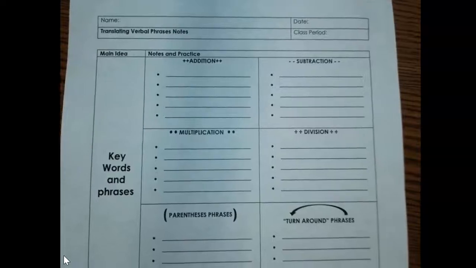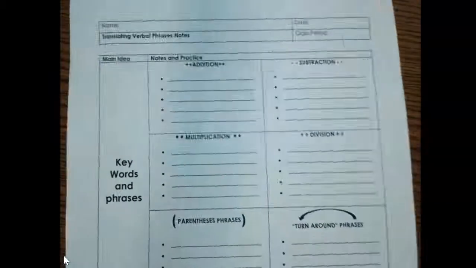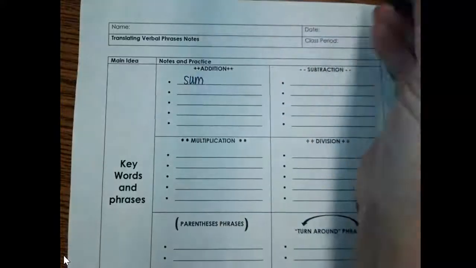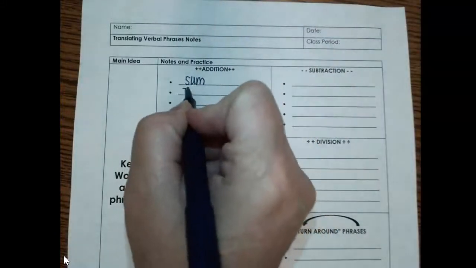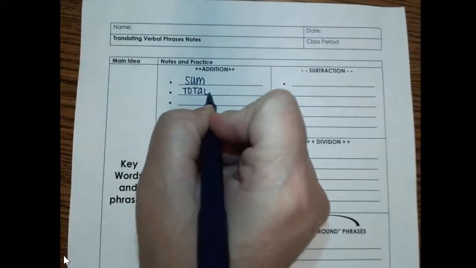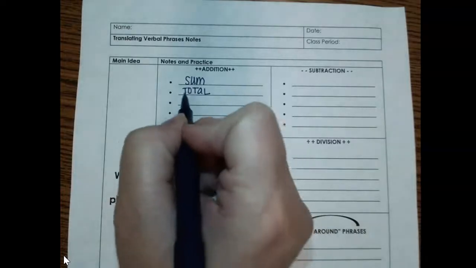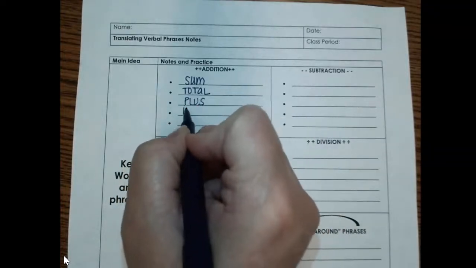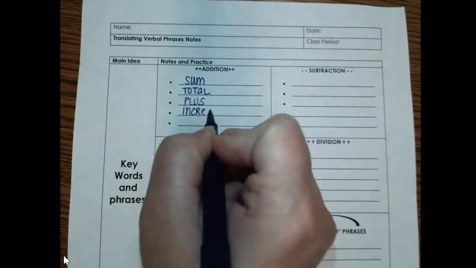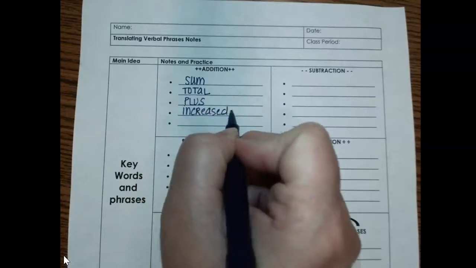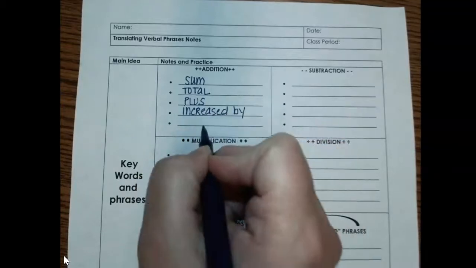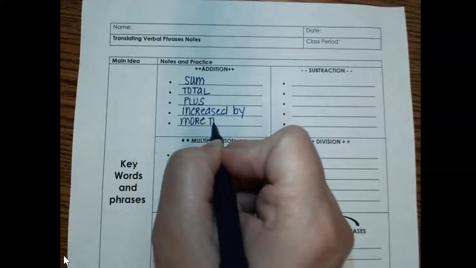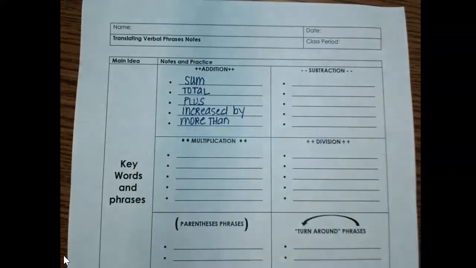Okay, so I'm going to give you some words for some basic operations to help you with your sentence writing. Words that indicate addition in a sentence: we have the word sum, total, plus, increased by, and more than. All of these words would indicate addition in a sentence.